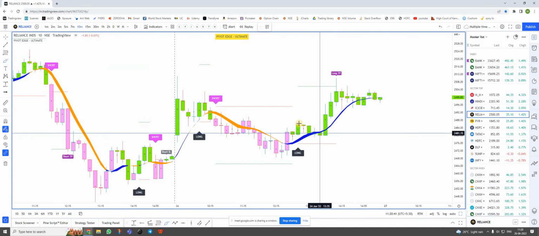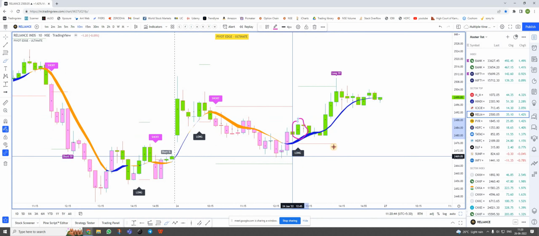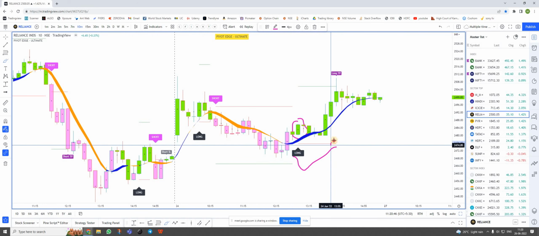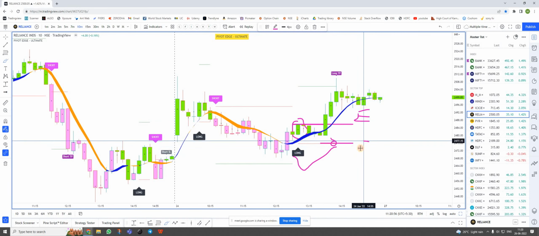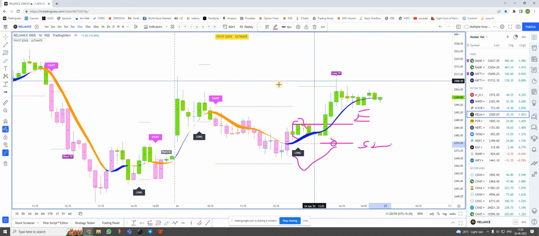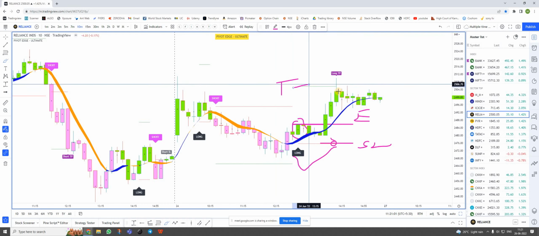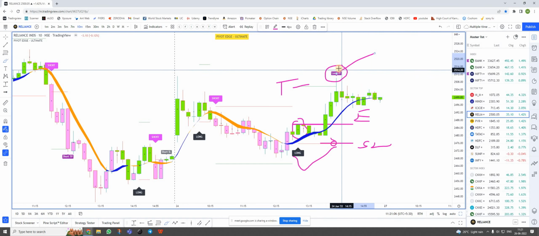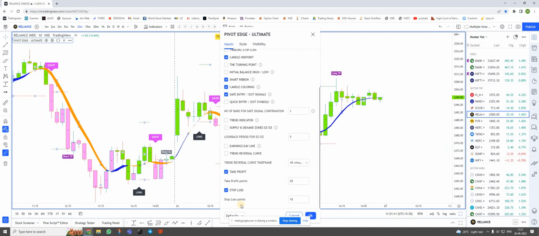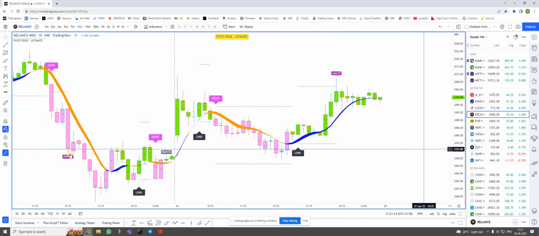For example, this is a long signal we got here, and this is your stop loss after this candle. From this candle, 10 points is your stop loss, this is your entry, and this is your target, this green line. Once the target is touched, it is showing long take profit. So that concludes the features of this indicator.